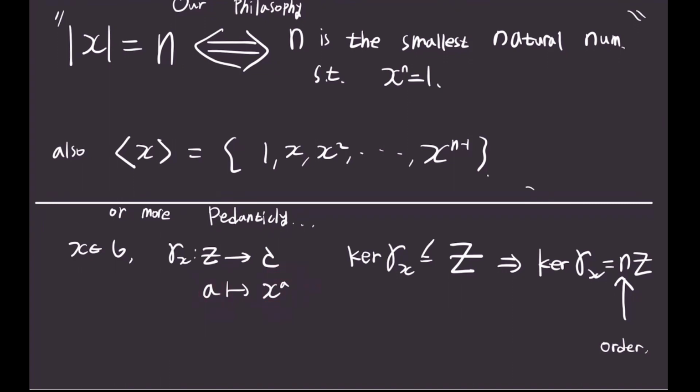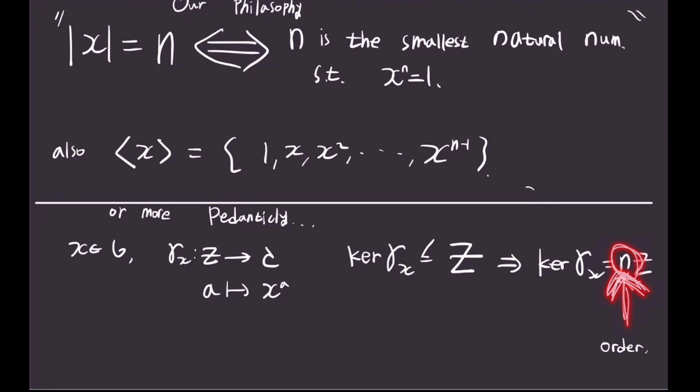exponential function. Then the kernel of this function is a subgroup of the integers, right? This is always true, and so there is a very important fact we already have to know, that is the integers' subgroups are only nZ. This is very important in abstract algebra construction. So this kernel of gamma sub x must be nZ, and we call this n the order.